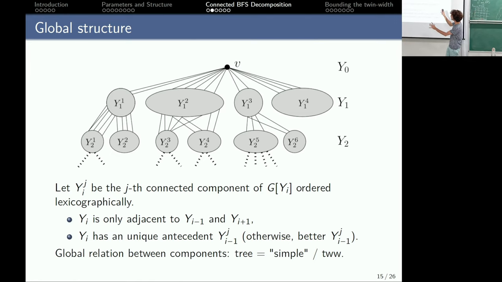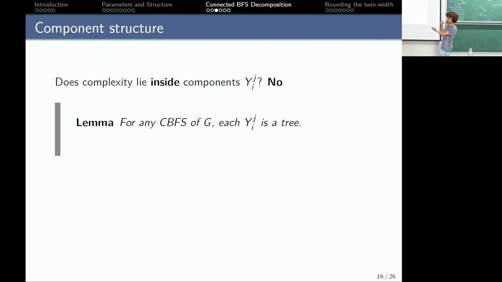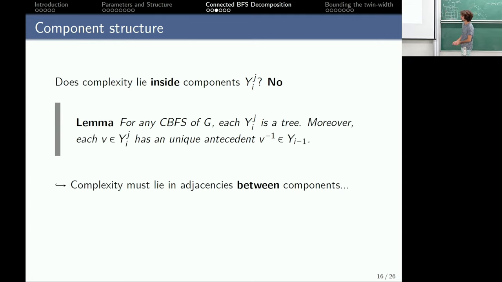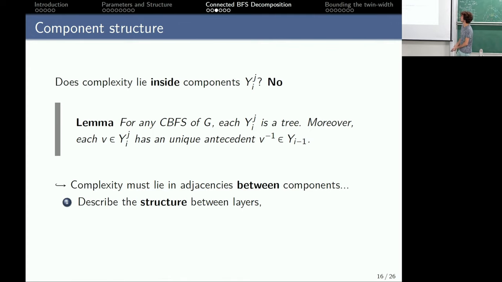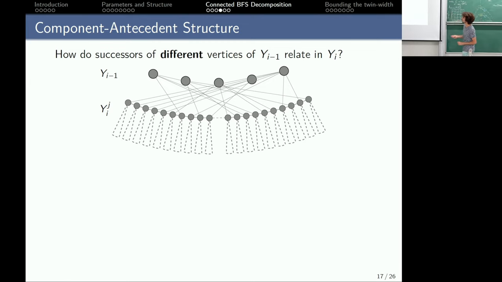What I don't really know at this point is how I will order these together, like who passes in front of whom, and what order I should choose on each of them. But in this section, I just want to give some structural properties, and then we will see that incidentally they work well for designing an order, right? So as I've said, you don't have too many complex structures inside one of the components, nor overall in the connected BFS tree. If you want to find complex structure, it seems that you have to look at what happens between a layer and the layer right next to it, right? I will skip this.